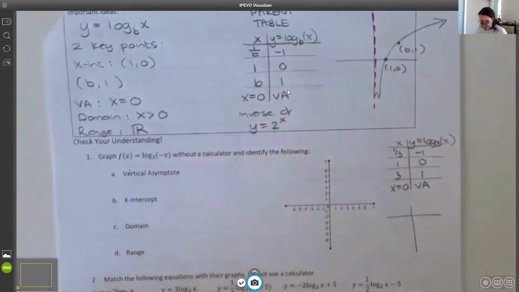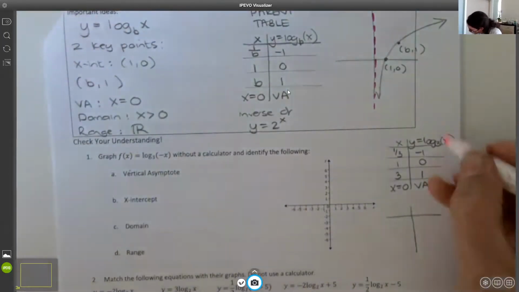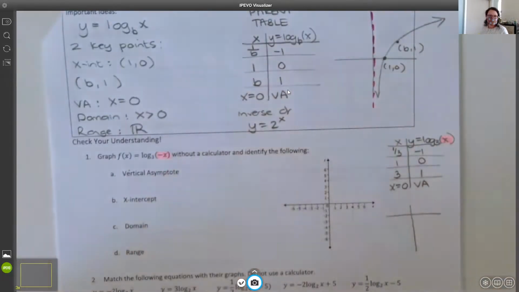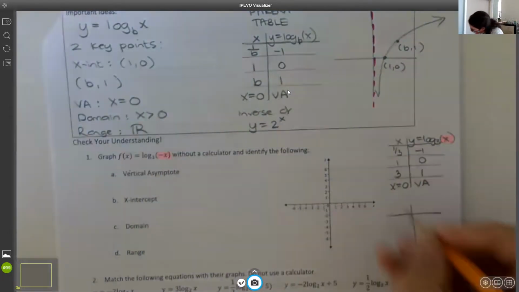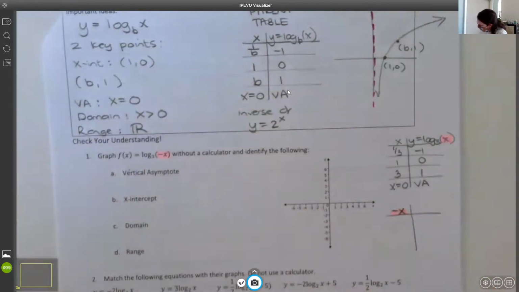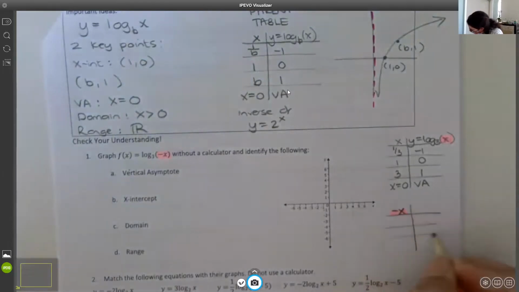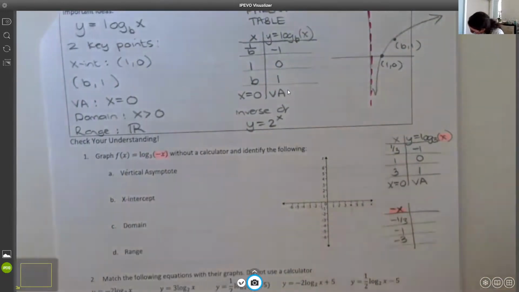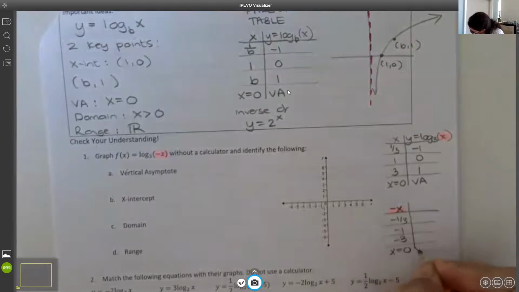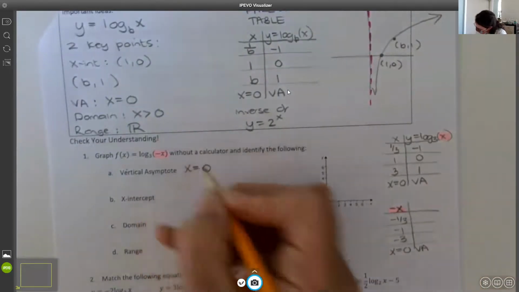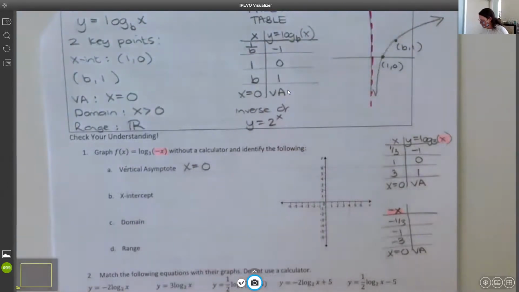So let's go ahead and transform that. Again, I'm going to look at where my x is first. What's changing about my x? There's a negative. So in my parent table, I'm going to now just make my x's negative. I'm going to take all of my previous x's and I'm just going to make them negative. And if I take 0 multiplied by negative, it's going to stay the same. So my asymptote stays x equals 0. That's what my vertical asymptote is going to be.